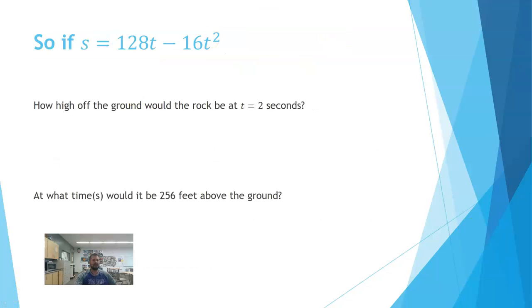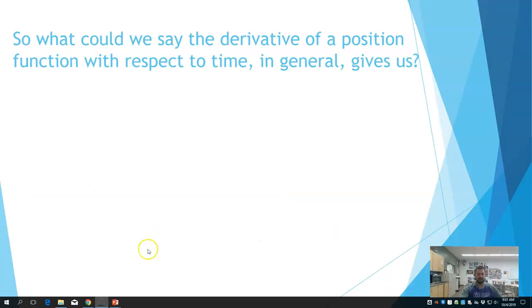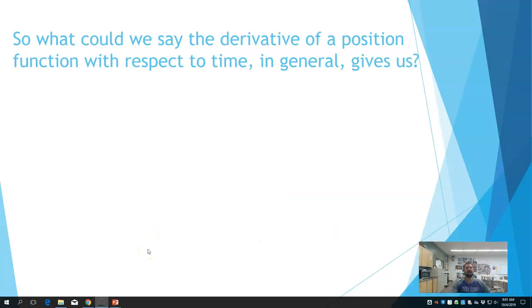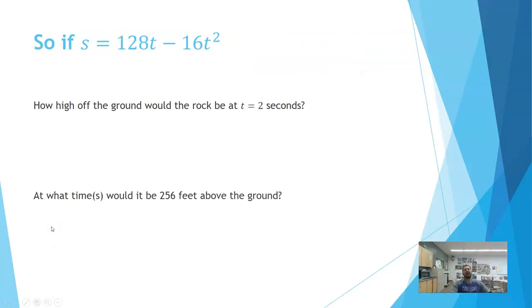So if I wanted to know how high off the ground the rock would be at 2 seconds, I would just take 128 and plug 2 in, and it turns out at time equals 2 seconds, I would be 64 feet above the ground, because I just plugged 2 in for t.